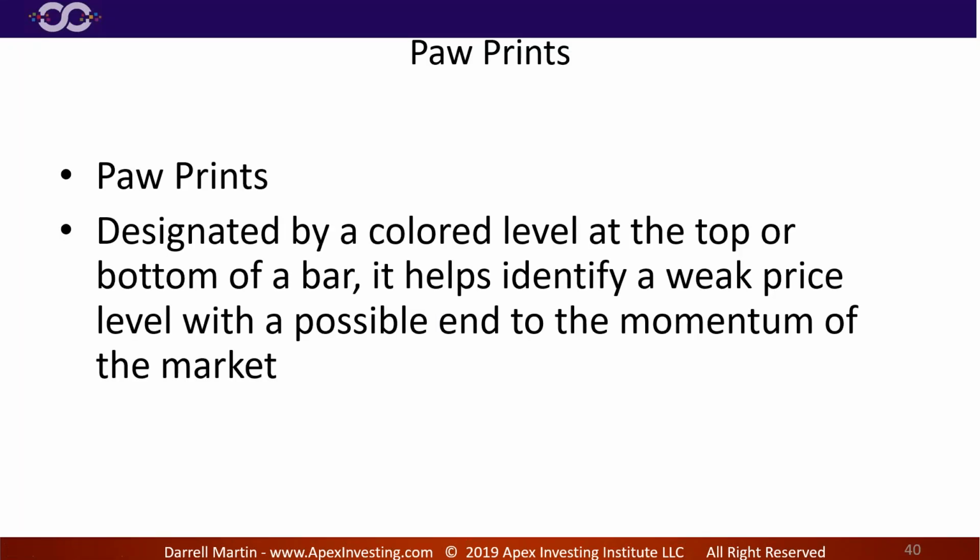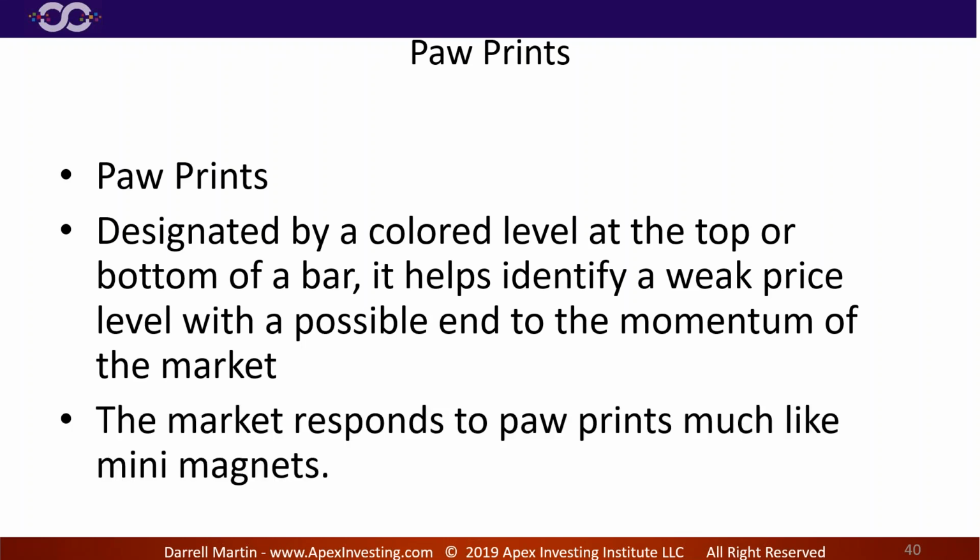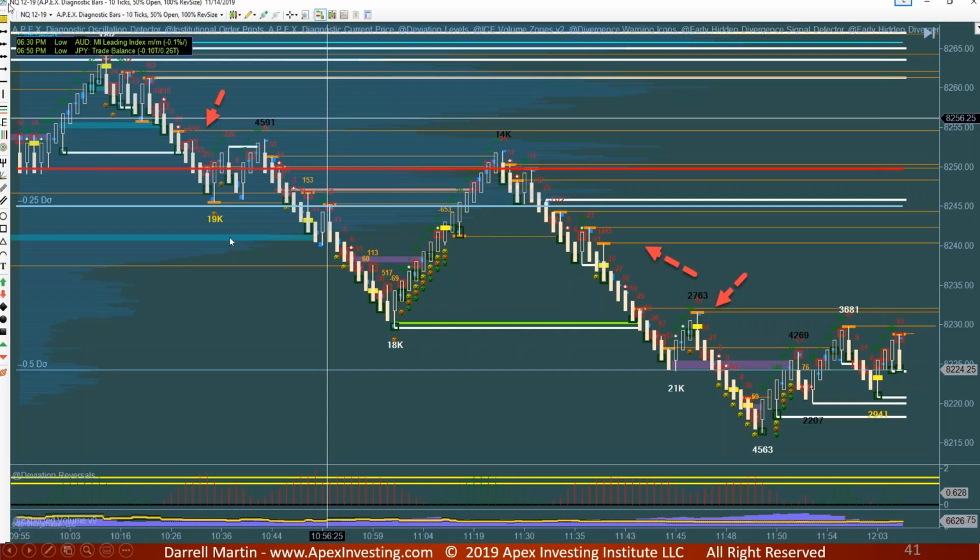Paw prints. Y'all ought to know paw prints by now. They're designated by a color, the orange color or whatever. At the top or bottom of a bar, it helps identify weak price and possibly the end of momentum of the market. Also a great place to trail stops if you're going for longer moves. So the market responds to paw prints a lot like mini magnets.